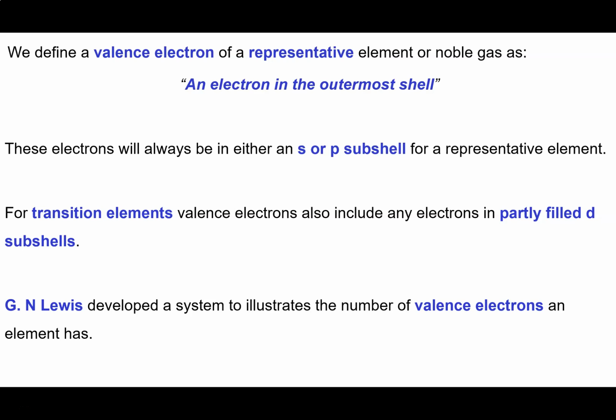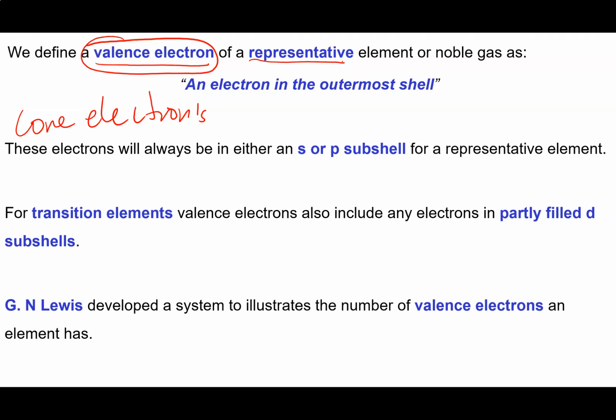Okay, we're going to talk about another way of labeling electrons: valence electrons and non-valence electrons, what we call core electrons. For the representative elements, those that have an A in their group number, or a noble gas, which is 8A, a valence electron is defined as an electron in the outermost shell. So these are always going to be those in the outermost s and p subshells.